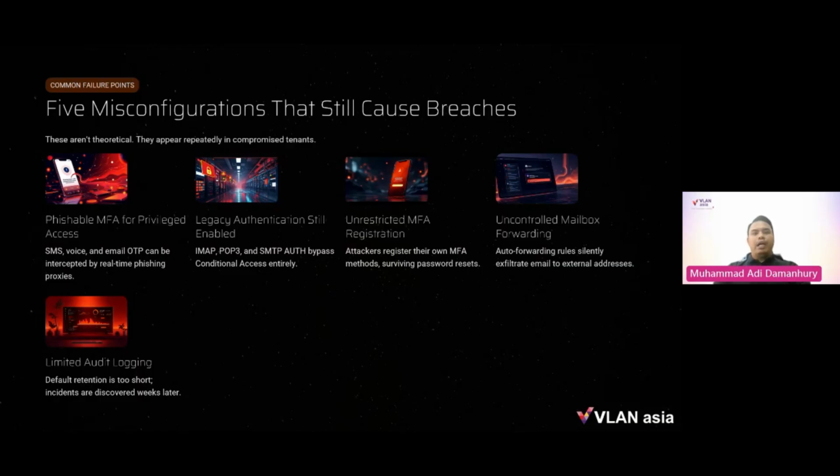The third one, unrestricted MFA registration. This one is underappreciated. One of the first things an attacker does after compromising credentials is register their own MFA methods: a phone number, an authentication app, a security key. Once they've done that, they have persistent access that survives a password reset. So we have to take note of that as well.